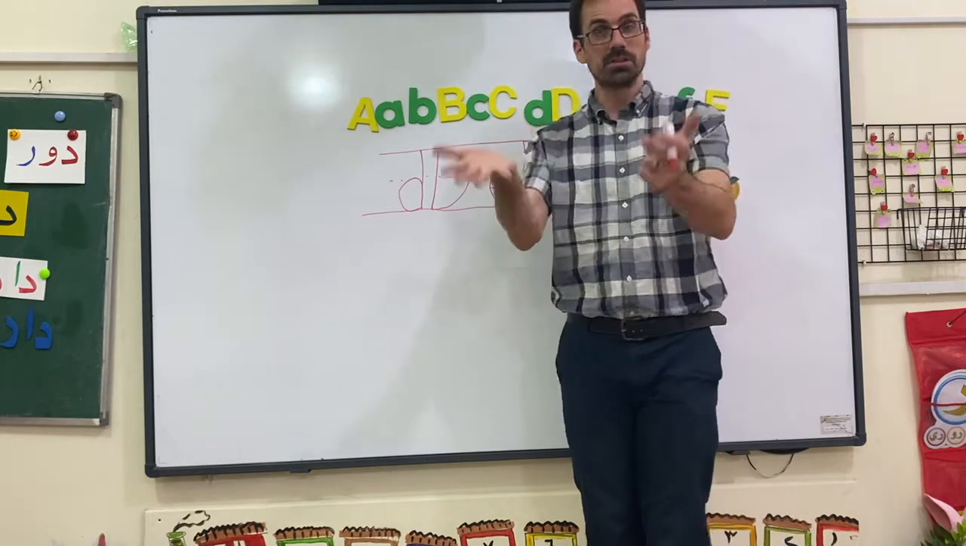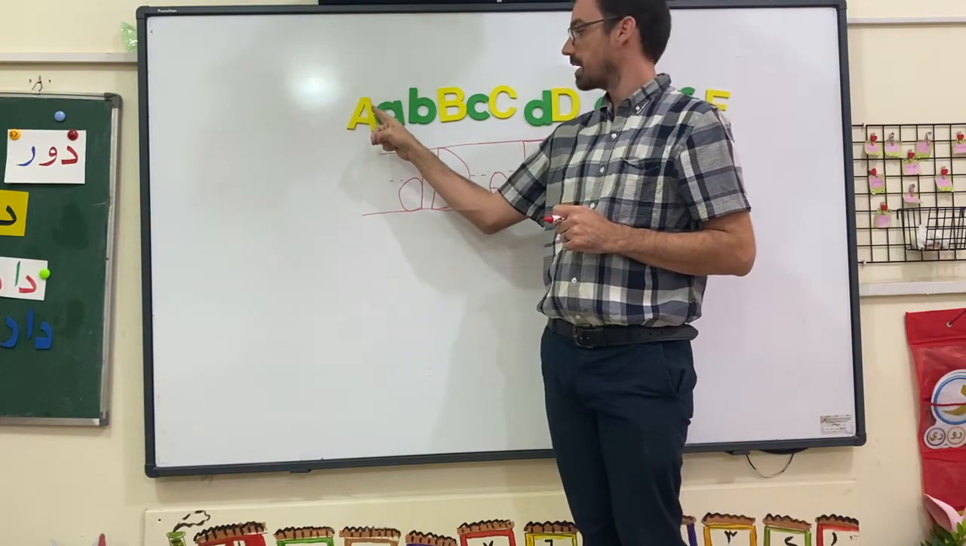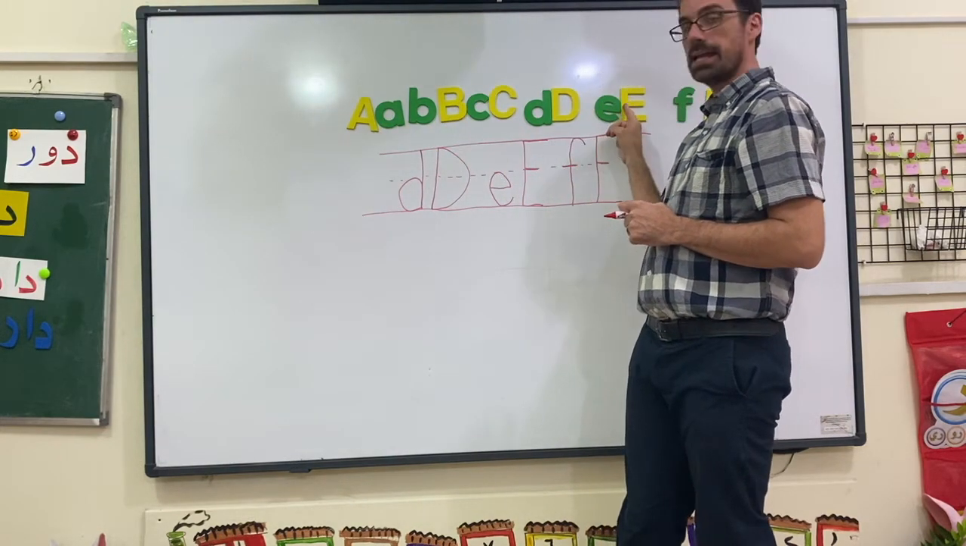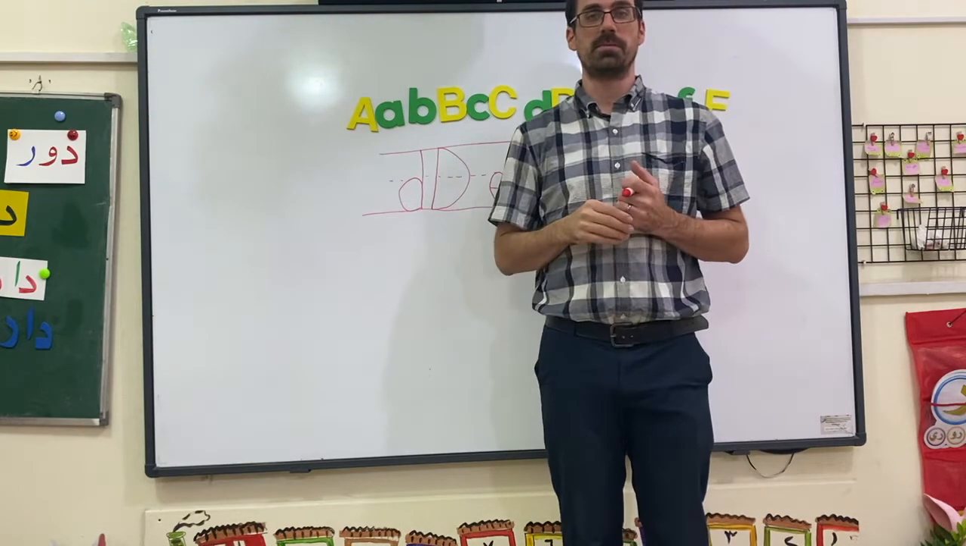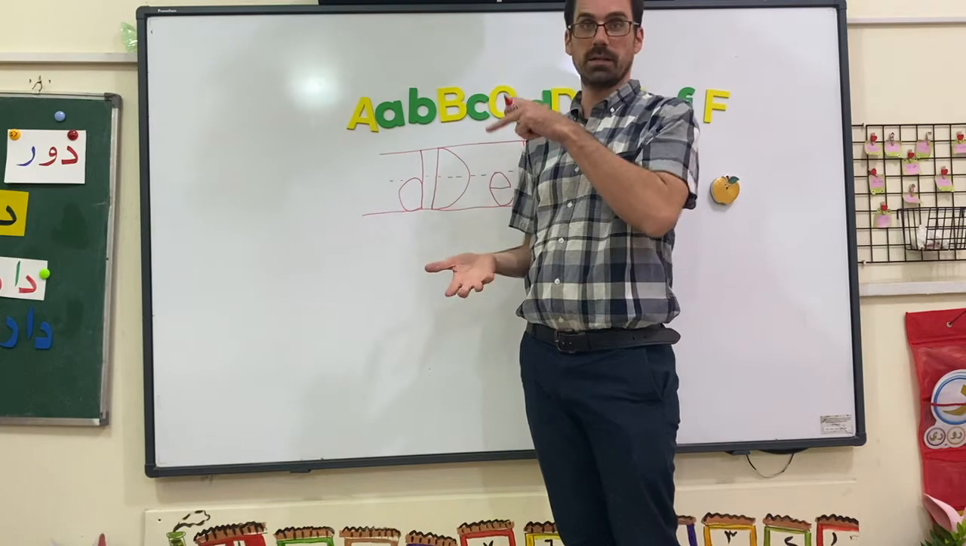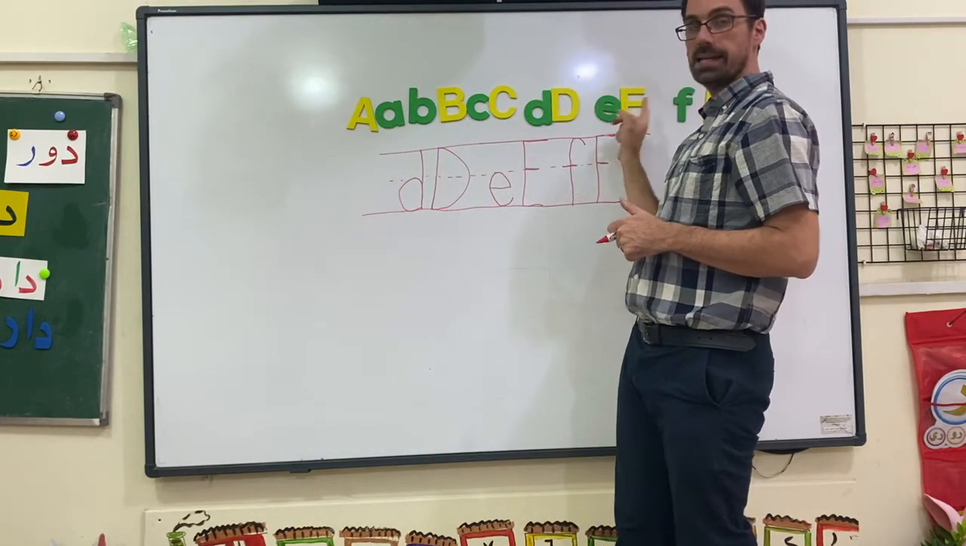Okay, now it's your turn. Practice writing the capital letters A, B, C, D, E, and F on a piece of paper, in your notebook. Write the letters in capitals. A, B, C, D, E, and F.